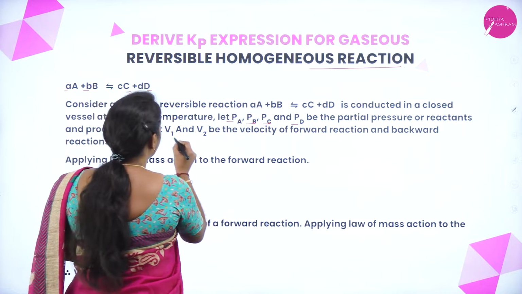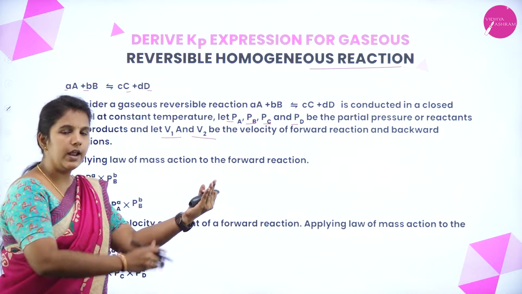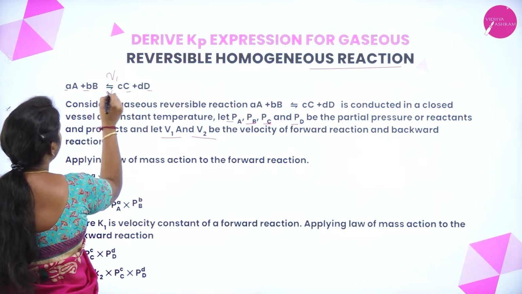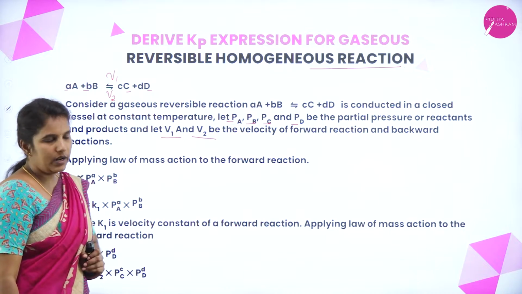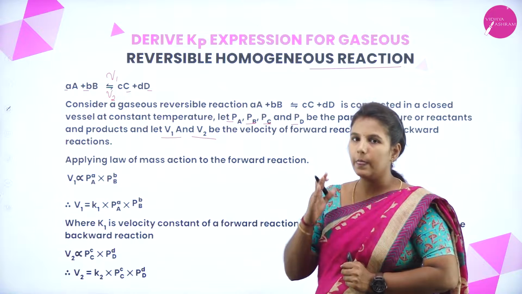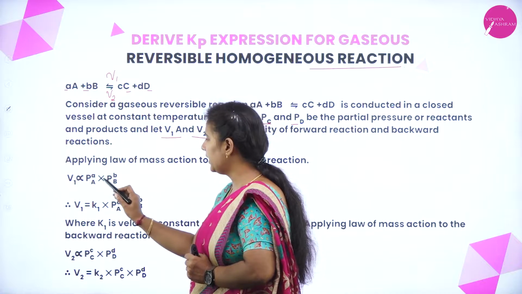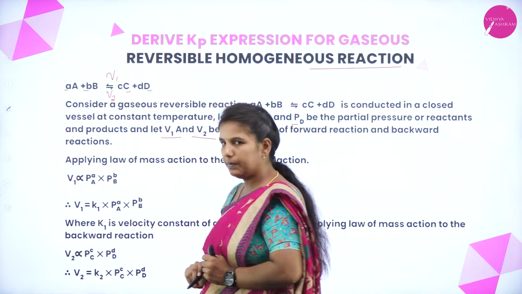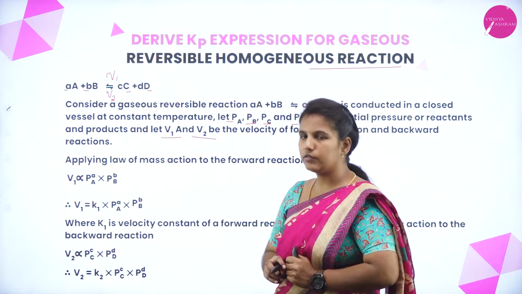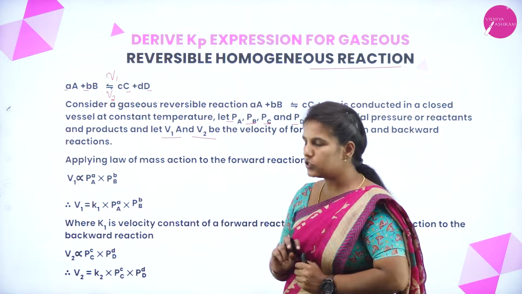I am also going to consider V1 and V2 as the velocities of the forward reaction as well as the backward reaction. Now let us apply the law of mass action for the forward reaction. We know that V1 is directly proportional to Pa raised to the power a into Pb raised to the power b. Here Pa and Pb are the partial pressures of the gases, and small a and small b are the reaction or stoichiometric coefficients.